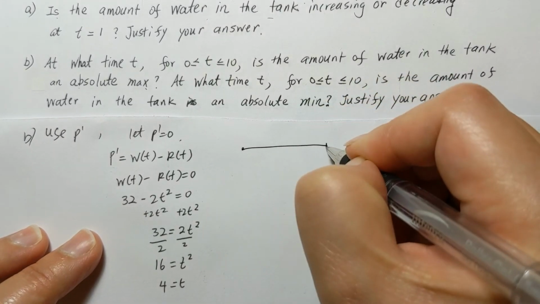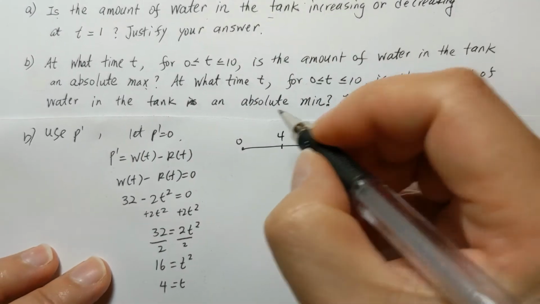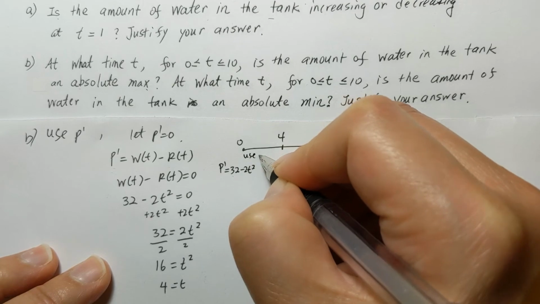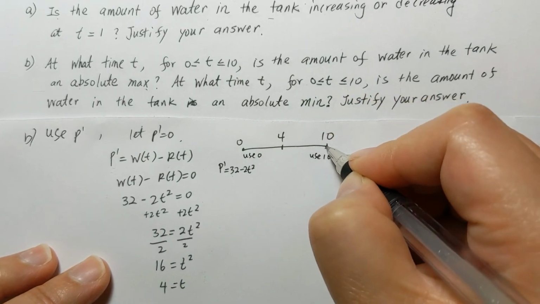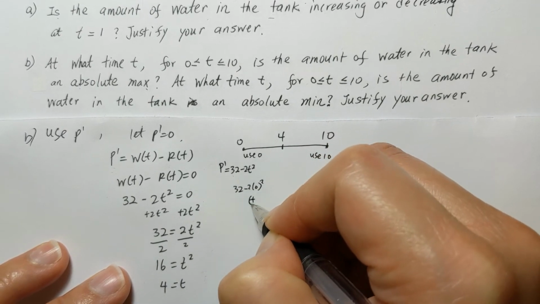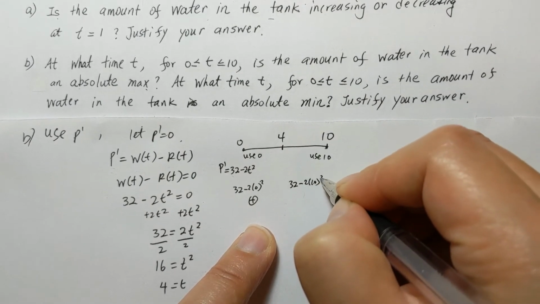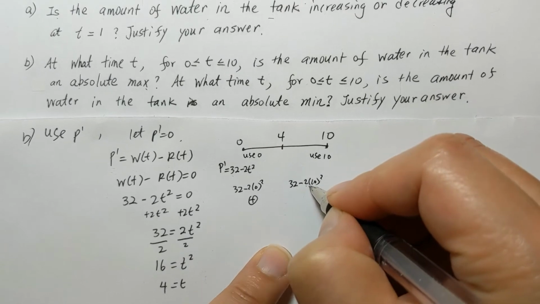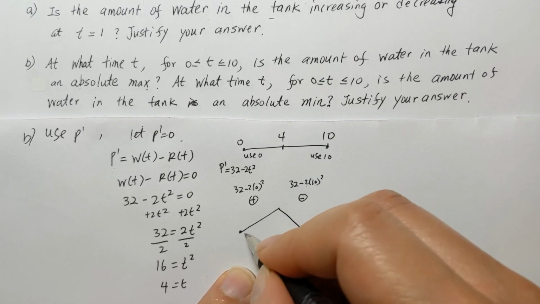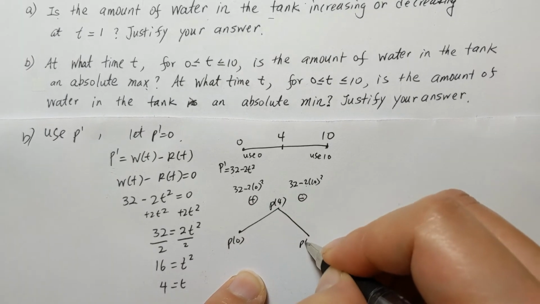So now we are going to draw a sign chart. So we got the time interval 0 to 10 and put 4 in the middle. So we got P prime equal to 32 minus 2t squared. So we can use endpoint 0 and we use endpoint 10 because inclusive. So we got 32 minus 2 times 0 squared, we're going to get positive. And then we're going to have 32 minus 2 times 10 squared. So we got 2 times 100. 32 minus 200 is going to be negative. So now we're going to have positive slope and negative slope. So we got P of 0, P of 4, and P of 10.